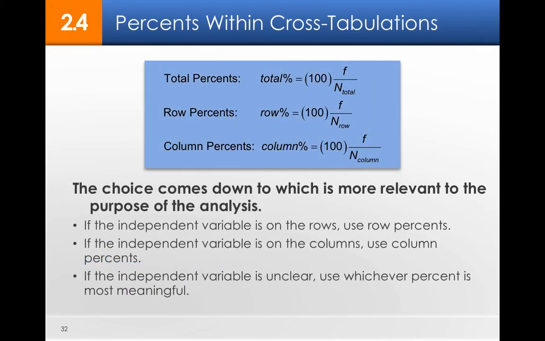Which one you choose to do really depends on what you're talking about. If your independent variable is on the row, use row percents. If the independent variable is on the column, use column percents.